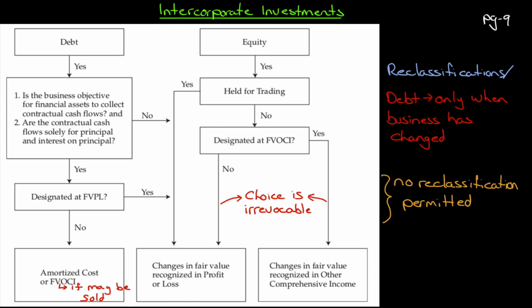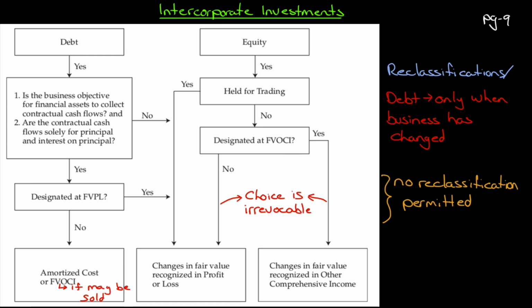Question number one: is the business objective for financial assets to collect contractual cash flows, and are the contractual cash flows solely for principal and interest? And if we say yes, I put money in the security so that I can get interest income, and the security really is a debt security. If the answer to that is yes, then we have a choice. Do you want to designate it as fair value to P&L? In other words, do you want to list it every reporting quarter at fair value and send the unrealized gains or losses to the income statement?